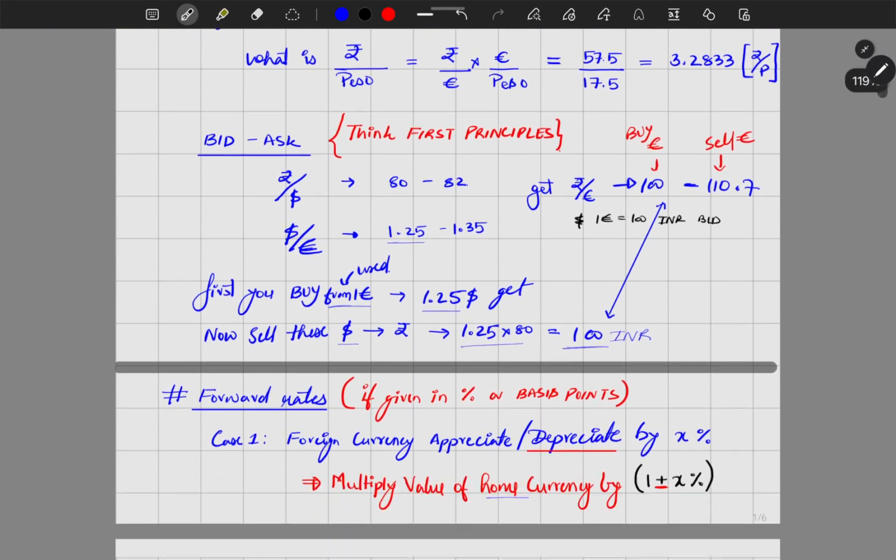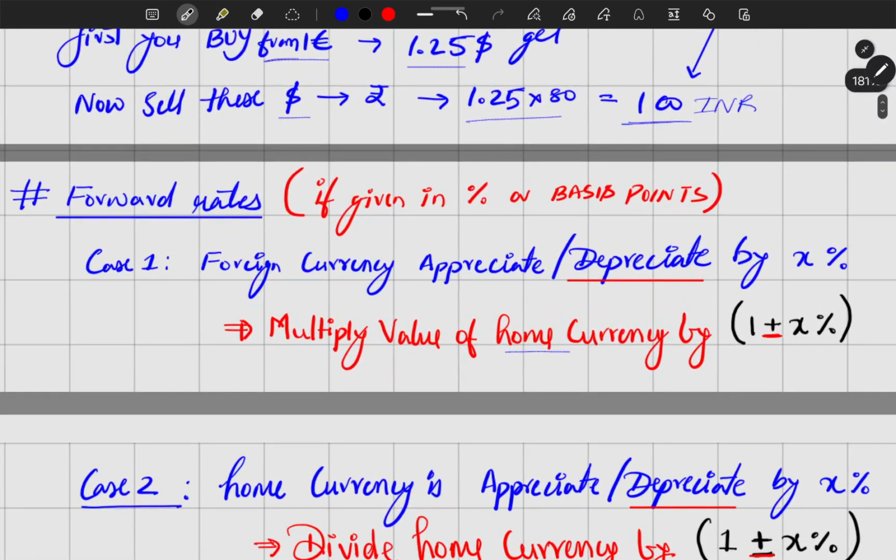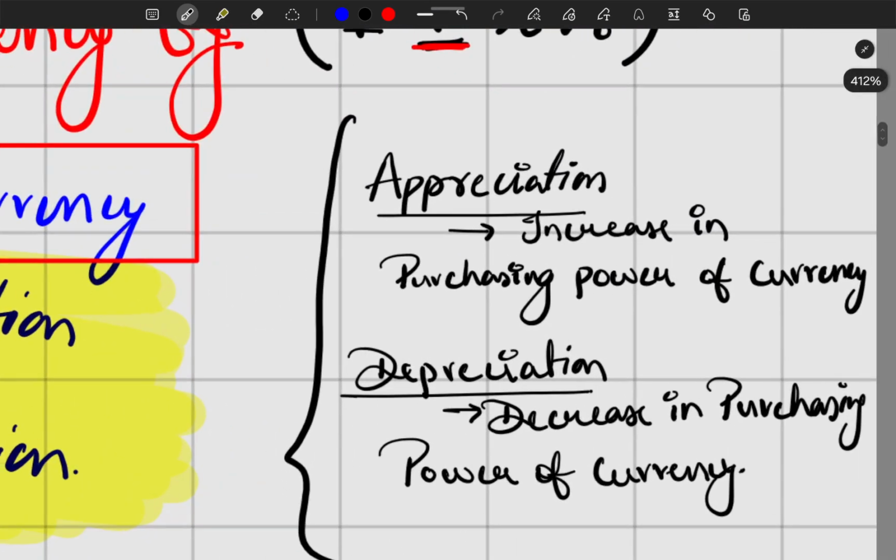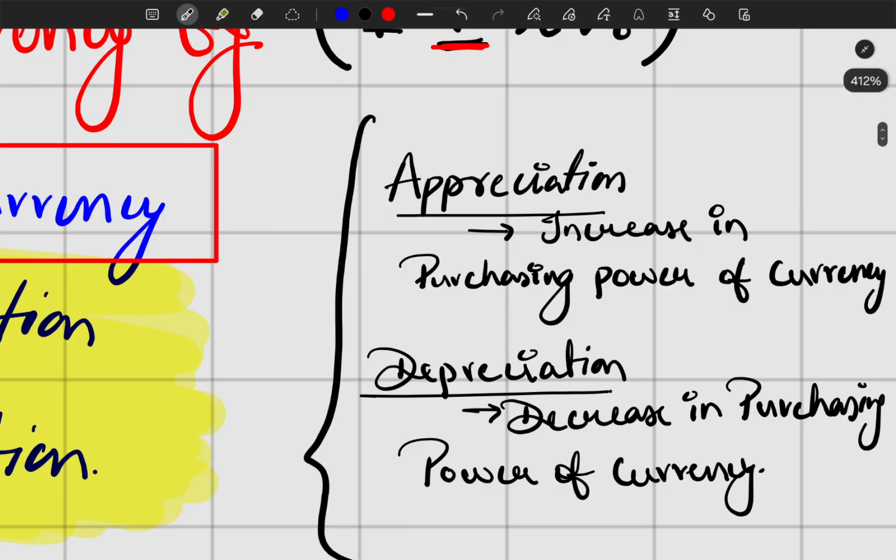All right. Now, forward rates. If the forward rates are given in percentages or basis points. So first of all, what do you mean by forward rate? It's the rate on a future date. Okay. So what could happen? Either your currency could appreciate or depreciate. What do you mean by appreciation? The purchasing power of the currency increases. What do you mean by depreciation? The purchasing power of the currency decreases.